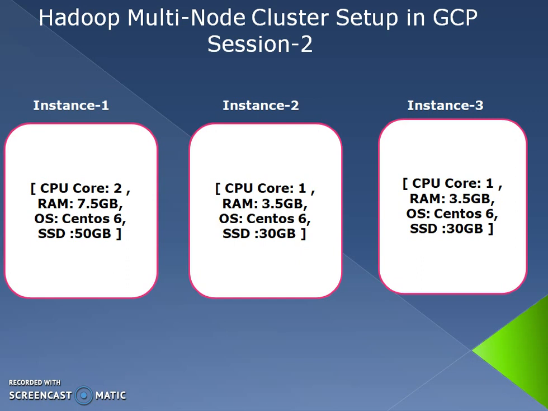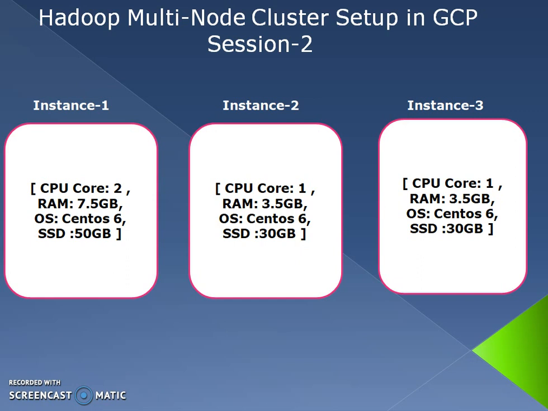We will have a first instance with the configuration of a 2-core processor, 7.5 GB of RAM, CentOS 6 Linux operating system and 50 GB of SSD hard drive. Then we will create another 2 instances with the configuration of a 1-core processor, 3.5 GB of RAM, Linux CentOS 6 and 50 GB of SSD hard drive.